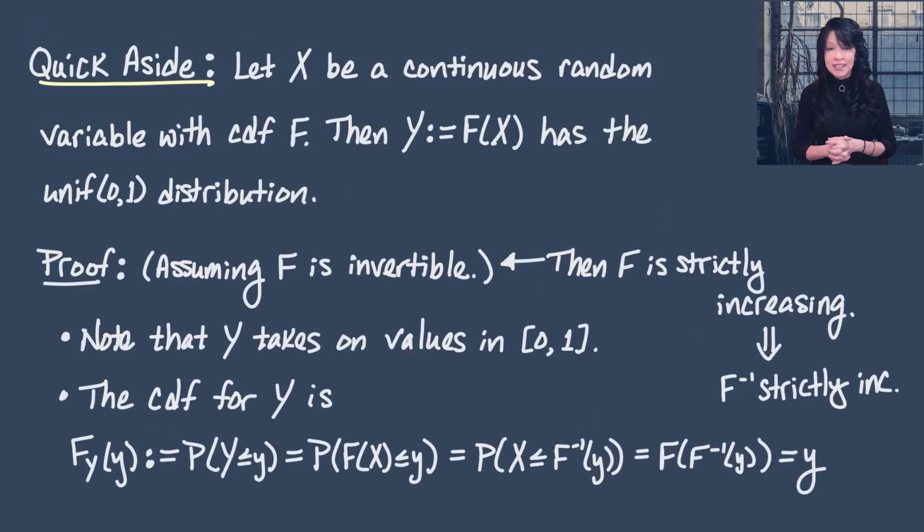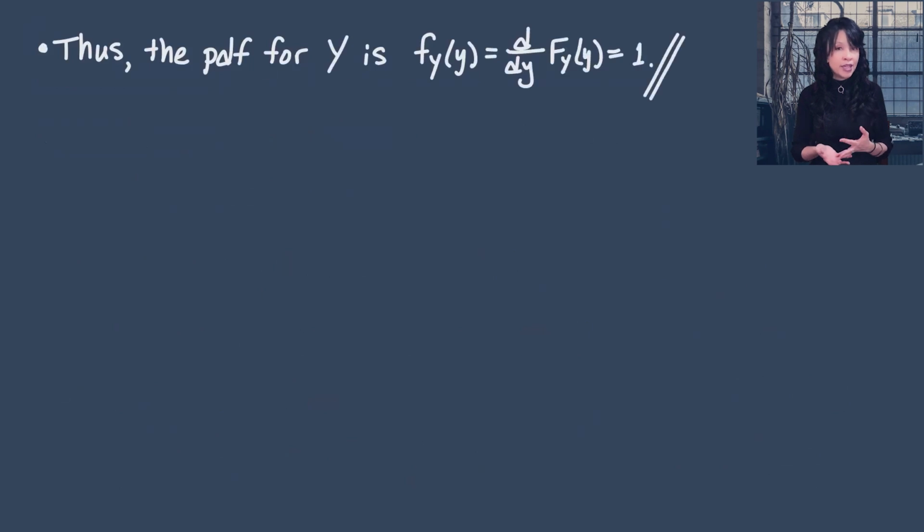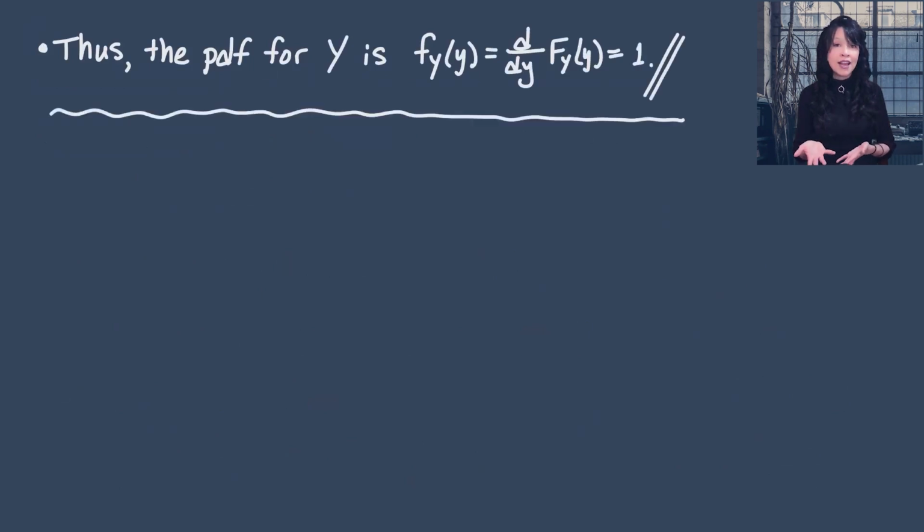Some of you might recognize this as the CDF for the uniform 0, 1, but more of us are comfortable with probability density functions. So if that's you, take the derivative to get to the PDF. And it's easy to see that the PDF for Y is 1. And when you combine this with the fact that Y takes on values between 0 and 1, we have now shown that Y has a uniform 0, 1 distribution. So that aside is over.